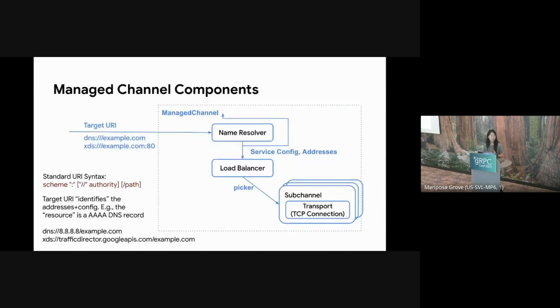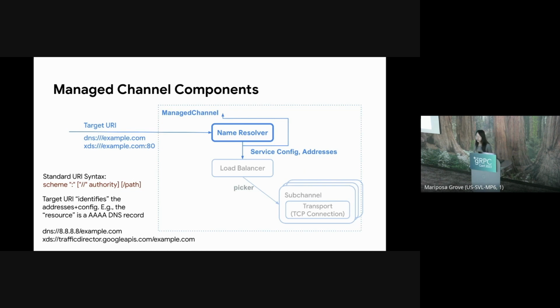So let's break down the client-side components, the managed channel components, to have a better view of the gRPC architecture. As you remember from the code snippets, we just constructed a channel from a target string. And this target string probably looks very familiar to you. To give you a refresher, the standard URI syntax has a scheme like https, then colon, slash slash, authority, slash, path. And gRPC follows this standard.